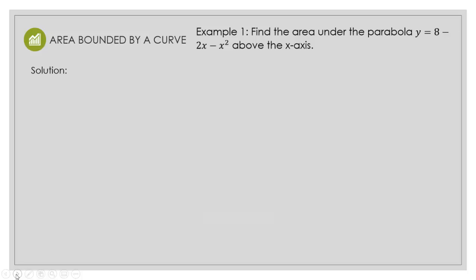When we are solving these types of problems, it would be helpful if we sketch the graph of the curve as much as we can. This will help us in identifying the area or areas bounded by the curve.